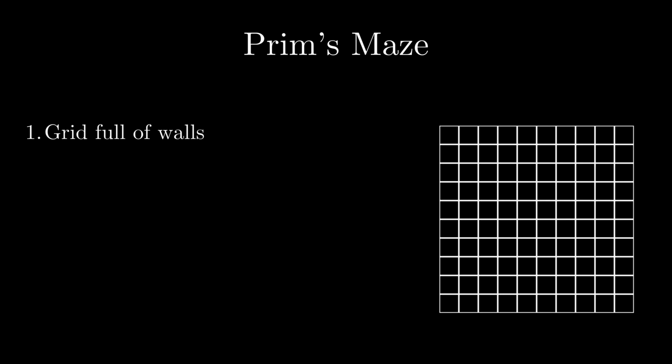Now to the Prim's maze algorithm. Prim's algorithm for maze generation is a process that starts with a grid full of walls and selects an initial cell as the starting point. It marks this cell as part of the maze.